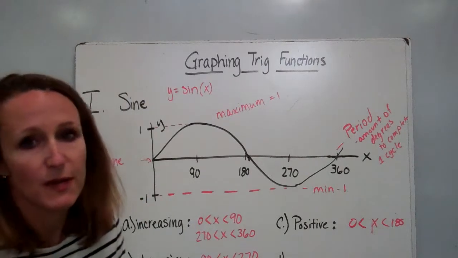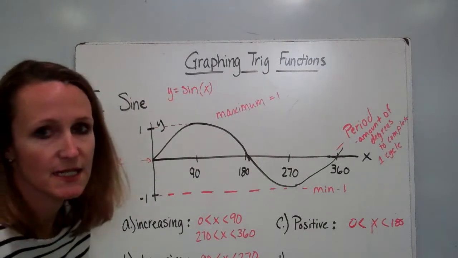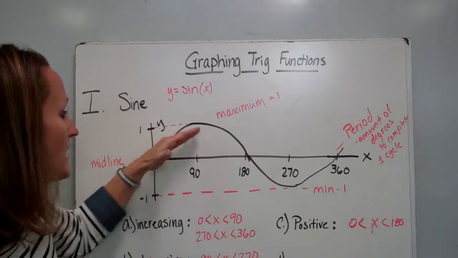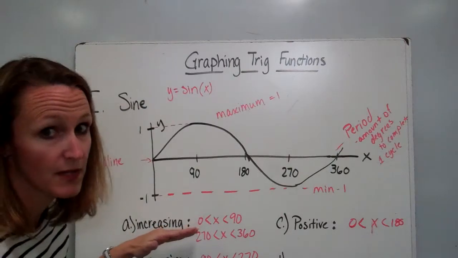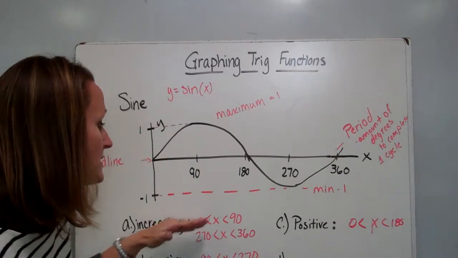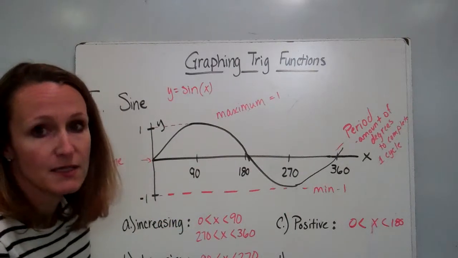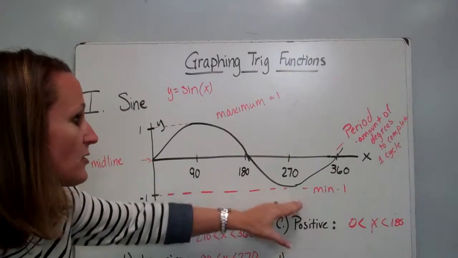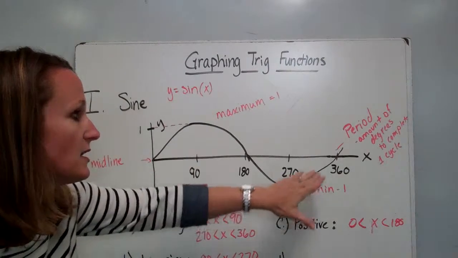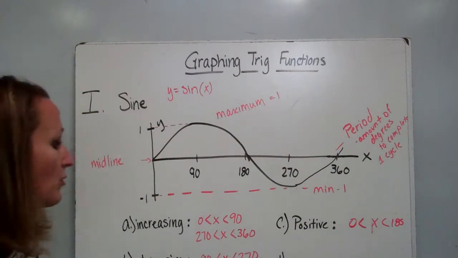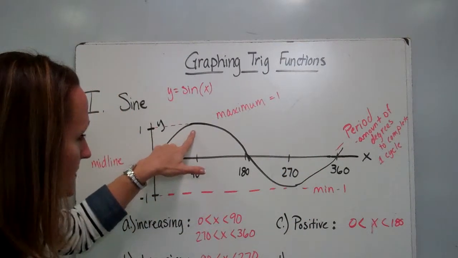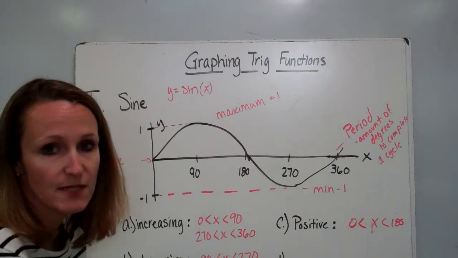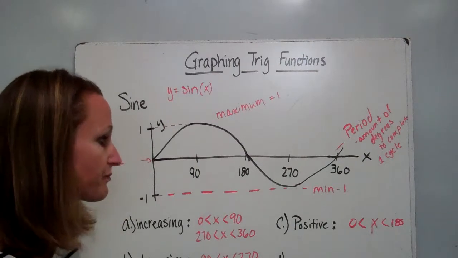Okay, so let's talk about some characteristics of this graph. So we have where it increases. Well, if you look at it, the domain of it increases between 0 and 90. So we would say x is increasing between 0 and 90. It's also increasing, if you look down here, between 270 and 360. Where is it decreasing? Well, it's decreasing from here to here. So we can say our domain is decreasing from 90 to 270.